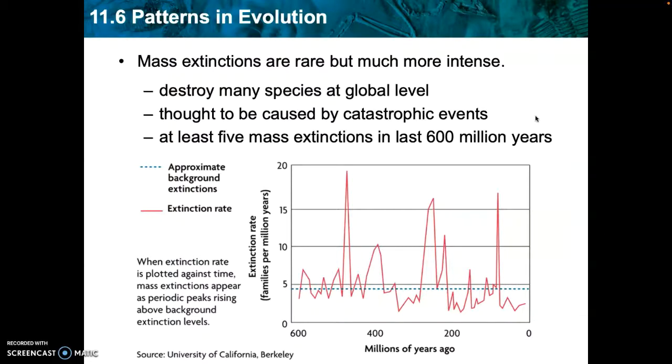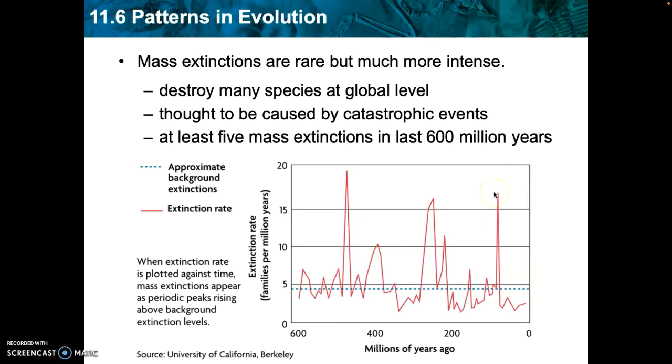But over time, there have been at least 5 mass extinctions. These are much more rare and much more intense, and they destroy species at the global level. So these are the things that are caused by very catastrophic worldwide global events. And you can see this graph shows extinction rate in terms of the number of families that go extinct every million years. These spikes here are the 5 mass extinctions.